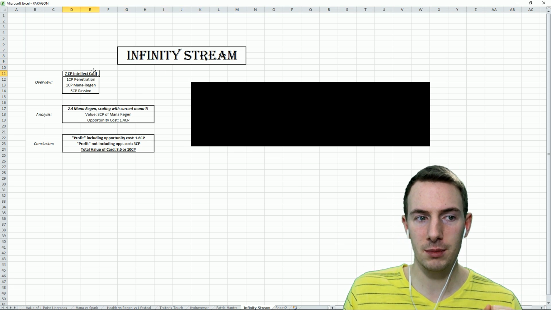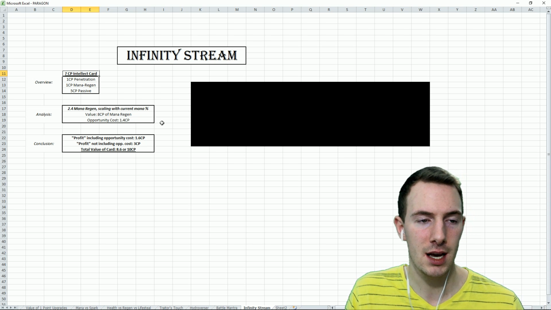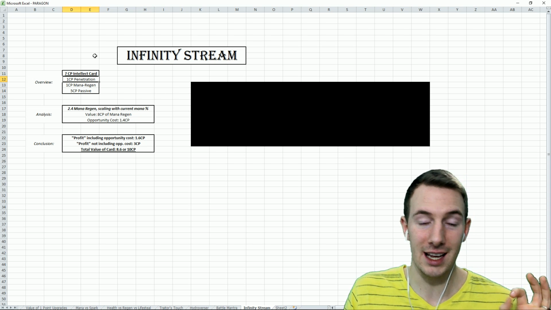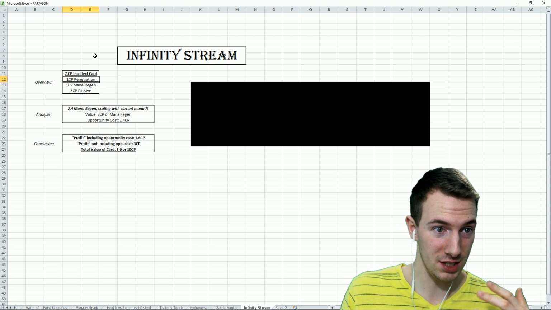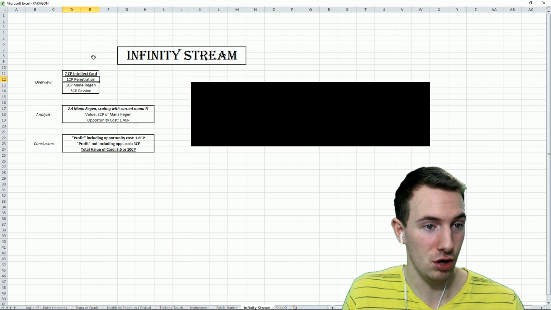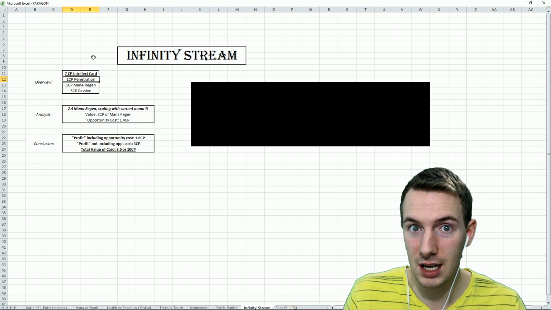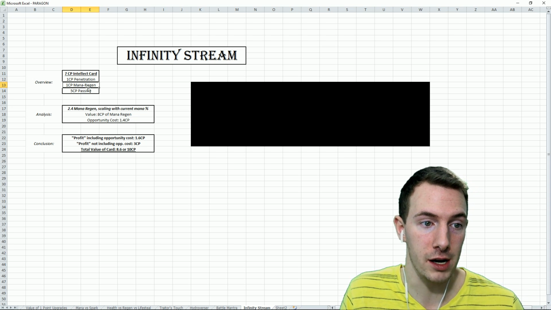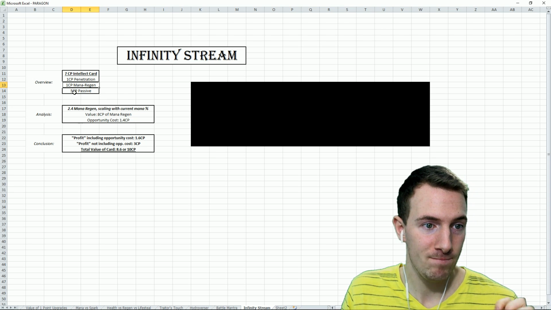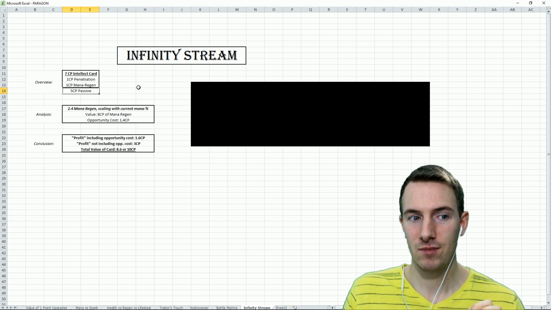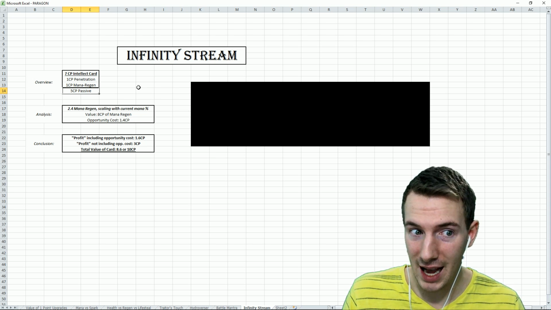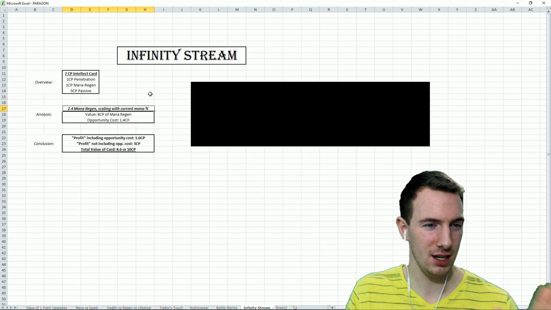So Infinity Stream, ladies and gentlemen, is a 7 CP intellect card. It gives you 1 CP of penetration, which is a very interesting thing. It could definitely be your penetration sink, could be your penetration card. It gives you 1 CP of mana regen, leaving 5 CP for the passive. Now, what exactly does that passive do?